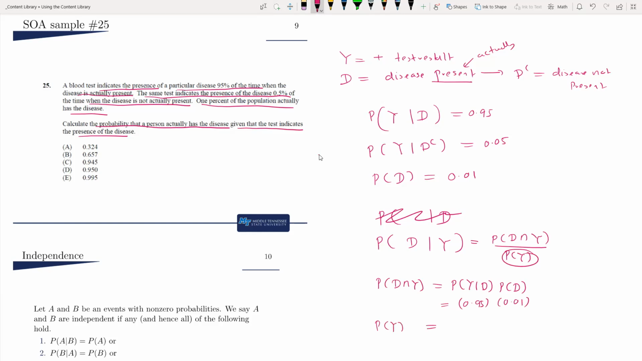Okay. Then the other one, probability of Y. Now probability of Y, you can calculate using a little bit different approach. You can write this as probability of Y given D times probability of D plus probability of Y given D complement times probability of D complement.